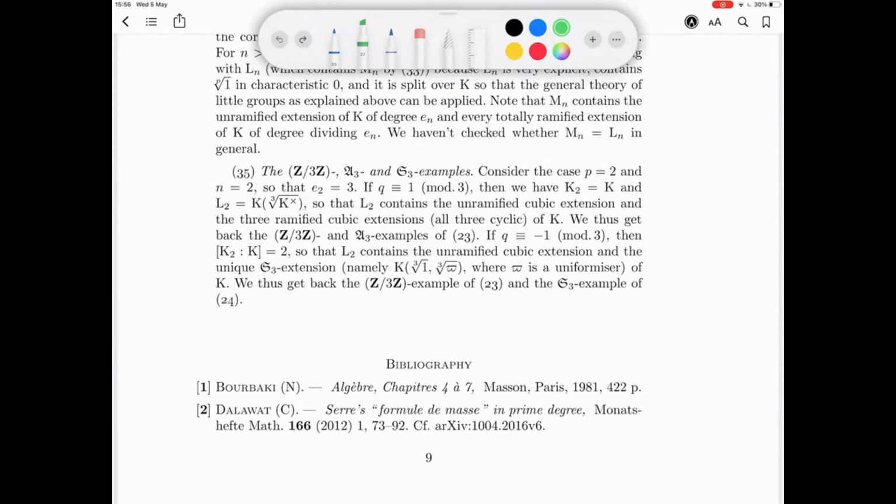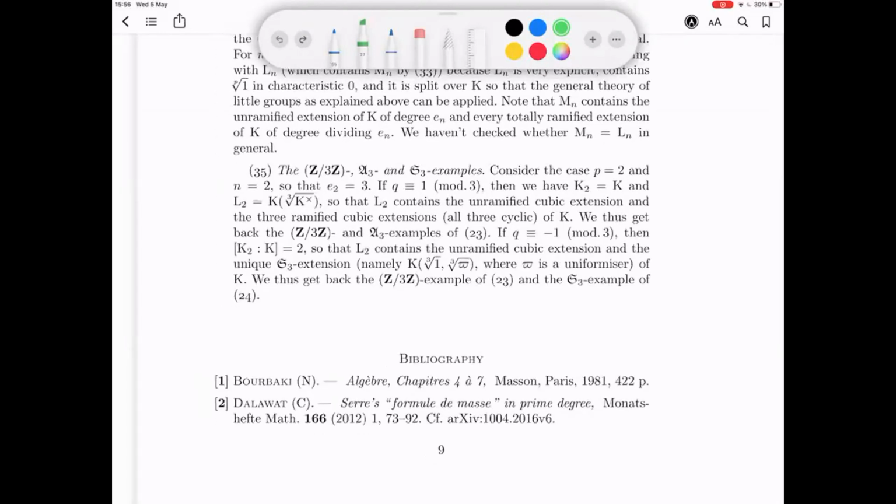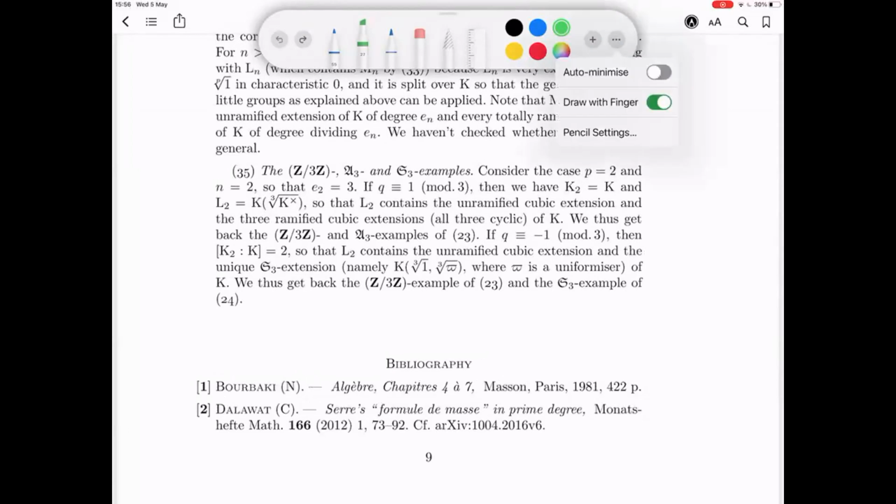Okay, if there are no questions, let's look at this case where P is equal to 2. P is 2, N is 2, and E2. What is E2? En is P to the N minus 1. And P is 2 and N is 2, so E2 is 2 squared minus 1, so it's 3.